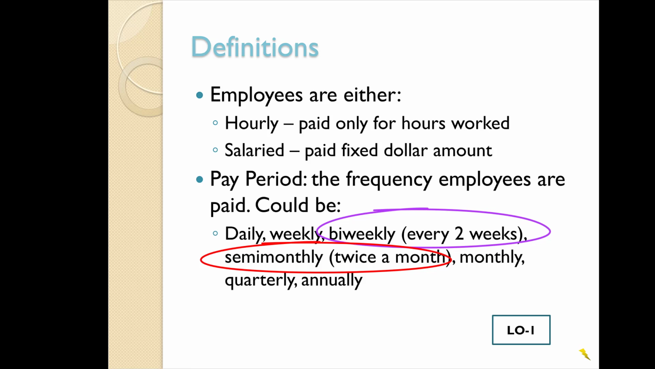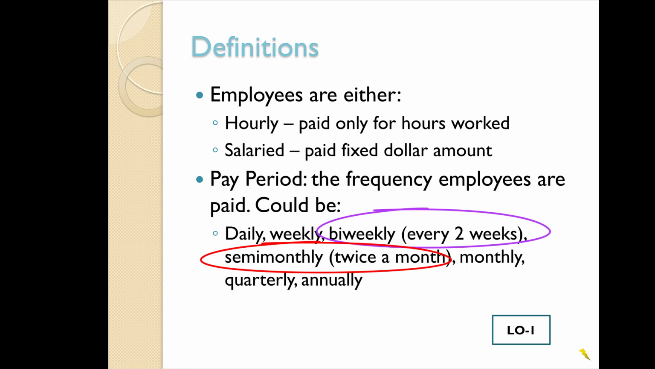Biweekly means an employee is paid every 2 weeks. So how many pay periods, how many paychecks, would you get if you're paid every 2 weeks? Well, you take 52 weeks in a year, divided by 2, gives you 26 paychecks if you're paid biweekly.